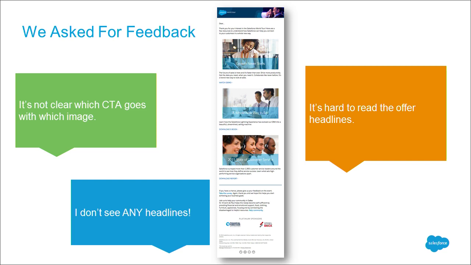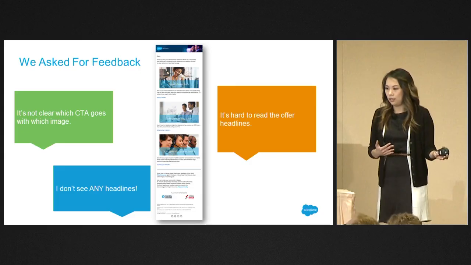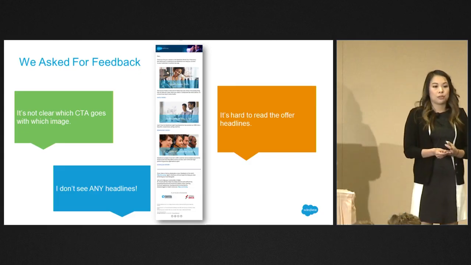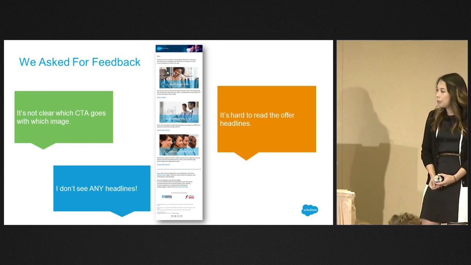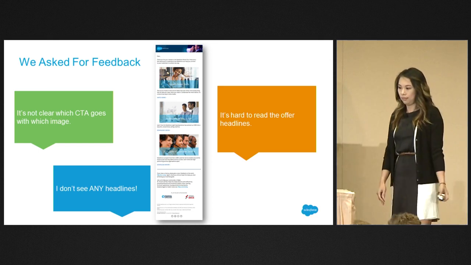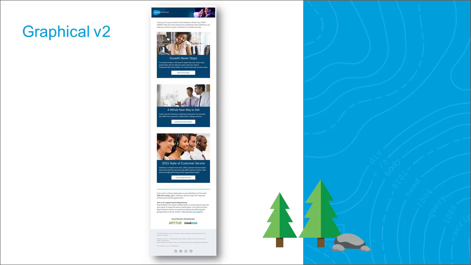We heard that the CTA wasn't really clear about which one went with which text or which image. We got feedback that the headlines were hard to read, and some people couldn't read them. So our designer came up with something like this. We made sure that the offer headlines were actually live text. Super important: if someone's viewing your email with the images turned off, they can still get the whole thing, right? They still see what you're trying to sell to them. We also used a background color to link together the CTA with the copy and the image.